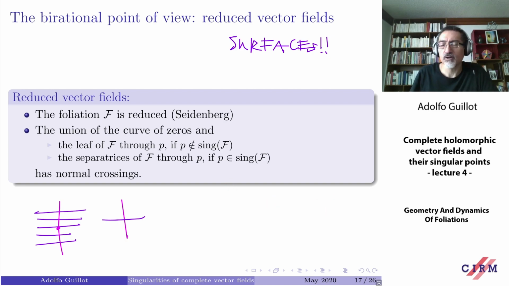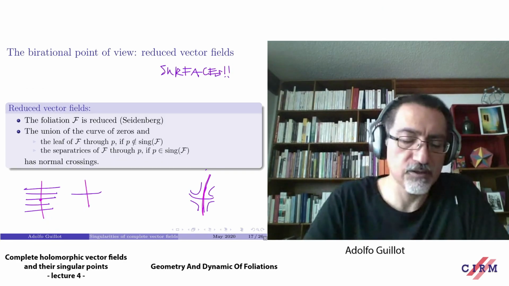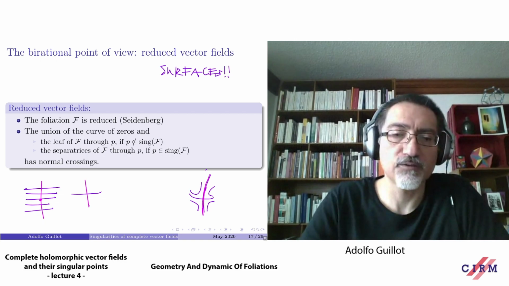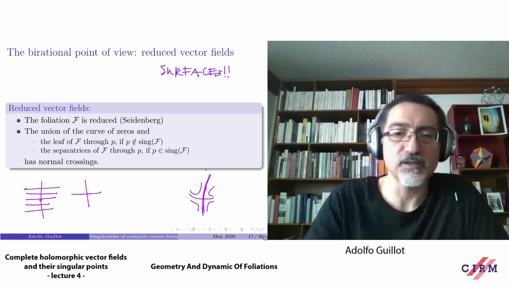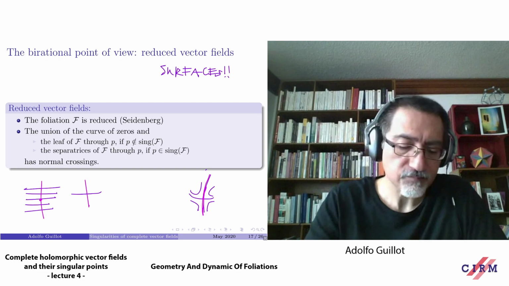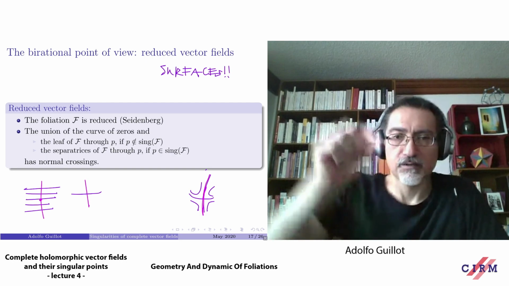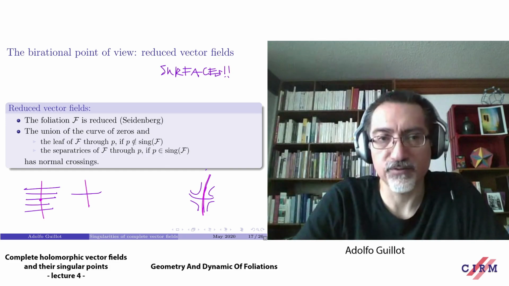Now, the other situation is the one where your foliation has a singular point, and then in this case we already have a normal crossing of two curves, so the definition implies that the curve of zeros should be one of these separatrices. So the union of the curve of zeros and the leaf of F through p, if p is not a singular point, or the union of the separatrices together with the curve, is a curve with normal crossings. And after using Seidenberg's result, you can see that if you have a vector field and a singular point of this vector field, the point where the vector field vanishes, if you take sufficiently many blow-ups, then you will find a vector field that is reduced in this sense.